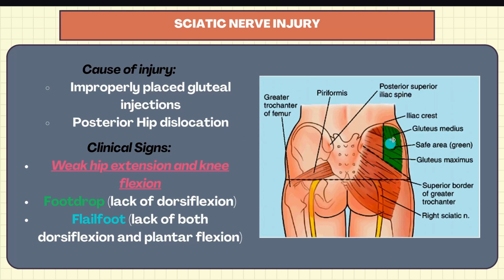You can see here you have a green spot over here. The injection should be placed over here. Anything outside that can damage the sciatic nerve. So it should be in the upper quadrant, on the lateral side.